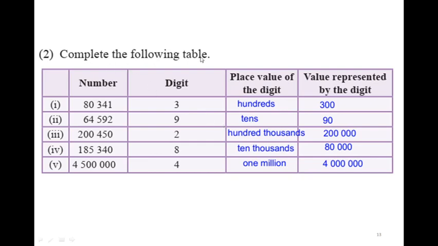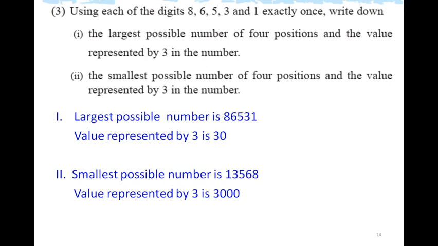Then complete the following table. We are given a number, a digit, and we need the place value of the digit. Place values are ones, tens, hundreds, 1,000, 10,000. 8 is in 10,000. Oh no, we have to check for 3. 1, 10, 100. So 3 into 100, 300. Okay. So you do the exercises and check with the answers.